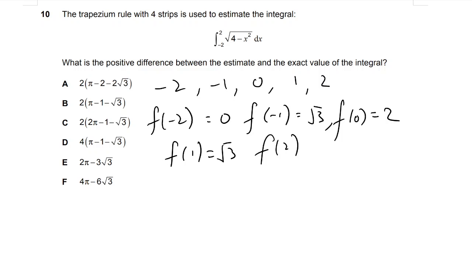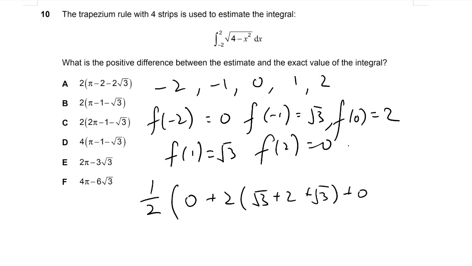Okay, so trapezium rule. So what's the interval? The interval is 1, so 1 over 2 times what? Times the f of -2, which is 0. Let's just sub in the values straight away. I'm sure you know the formula for trapezium rule anyway. So 0 plus 2 lots of the middle plus 0 again outside. Okay, so what does that give me? The 1/2 cancels with the 2 there, so it gives me 2 plus 2 root 3. Happy? That's my estimate. Remember, that's my estimate.